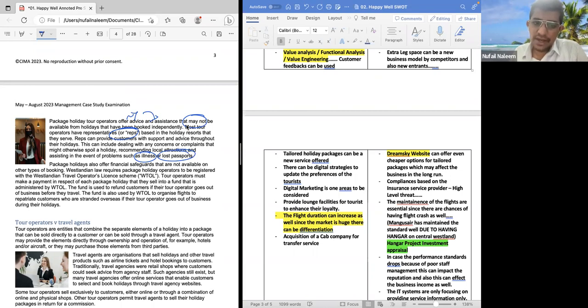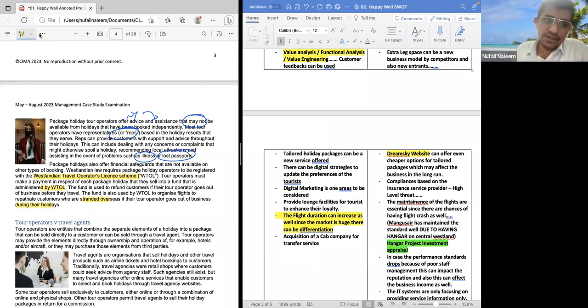Westlandian law requires package holiday operators to be registered with, and this is a very, very important point, don't forget it, the Westlandian Travel Operators License Scheme, WTOL. The tour operators must make a payment for each package holiday they sell into a fund administered by WTOL. The fund is used to refund customers if their tour operator goes out of business before they travel. The fund is also used by WTOL to organize flights and repatriate customers stranded overseas when tour operators go out of business.